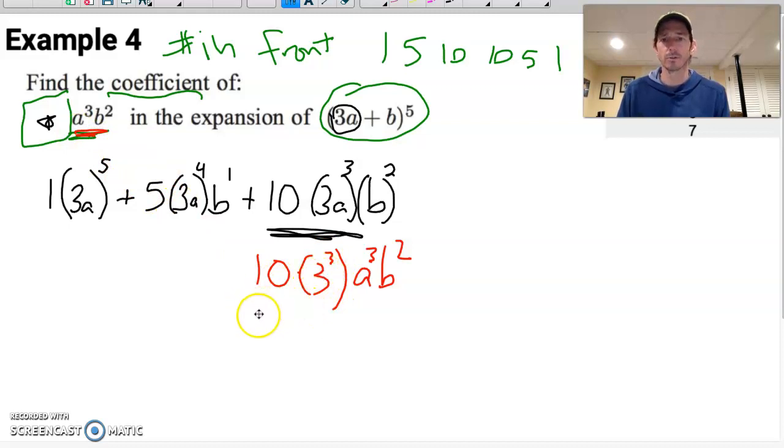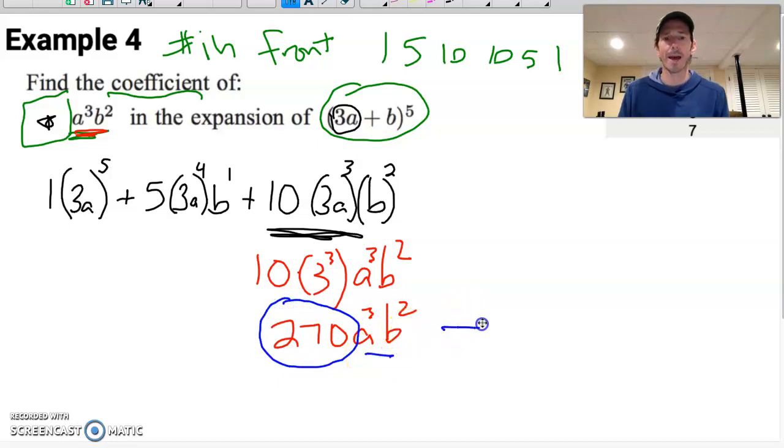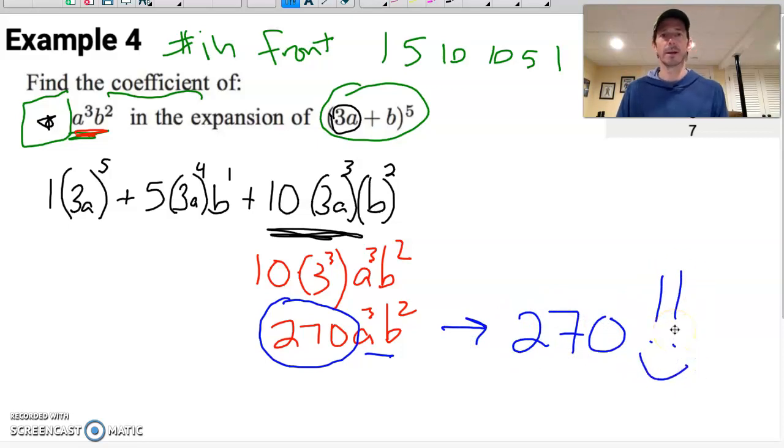Now 3 cubed is 27. 27 times 10 is 270. And if I'm not careful and I write this, I haven't really answered the question, because the question asked for the coefficient. This is the final coefficient in front of the a cubed b squared. So my actual answer should be just 270. And I'm excited because that wasn't too bad.